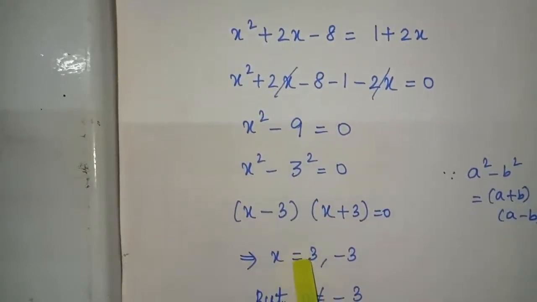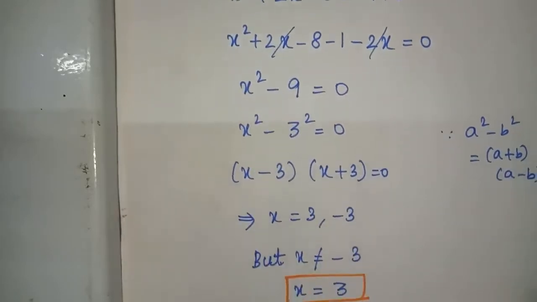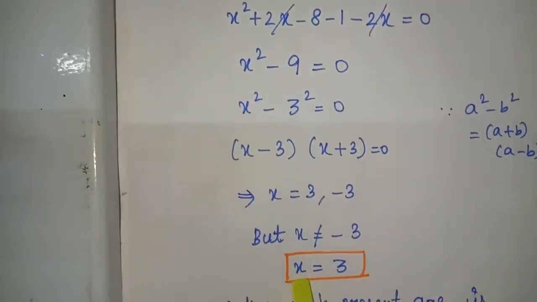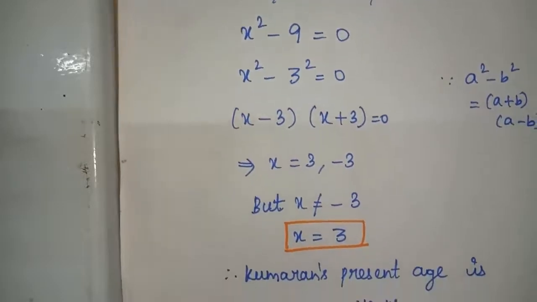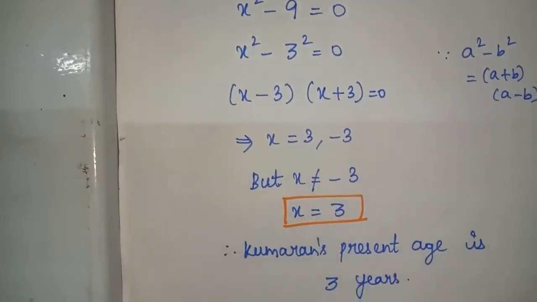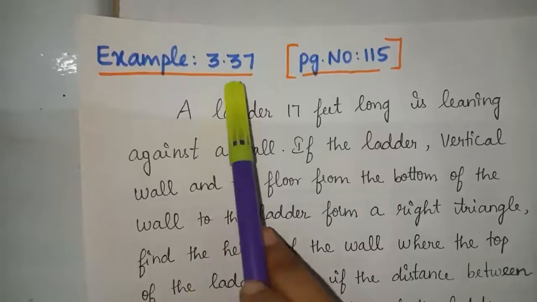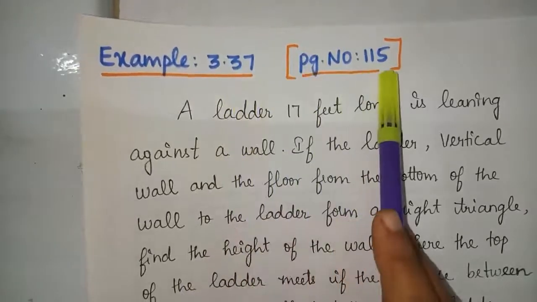You get x is equal to 3 comma minus 3. But x won't be negative. So therefore x is equal to 3. Therefore Kumaran's present age is 3 years. Example 3.37, page number 115.